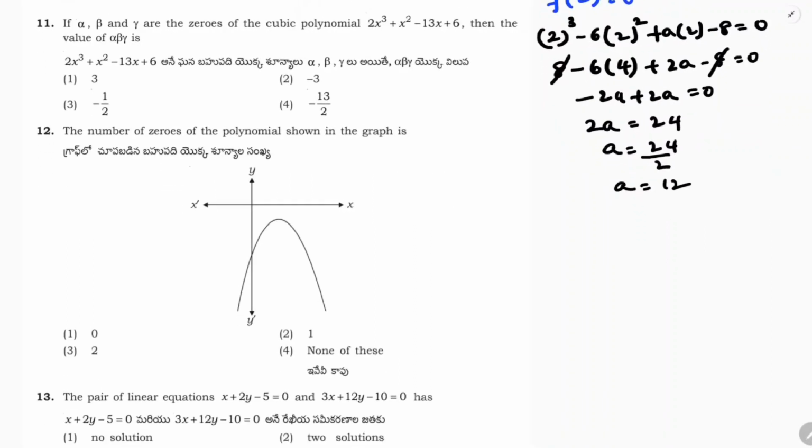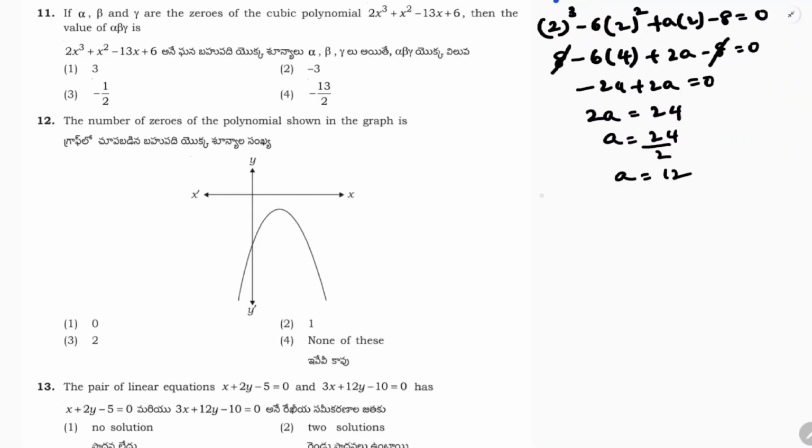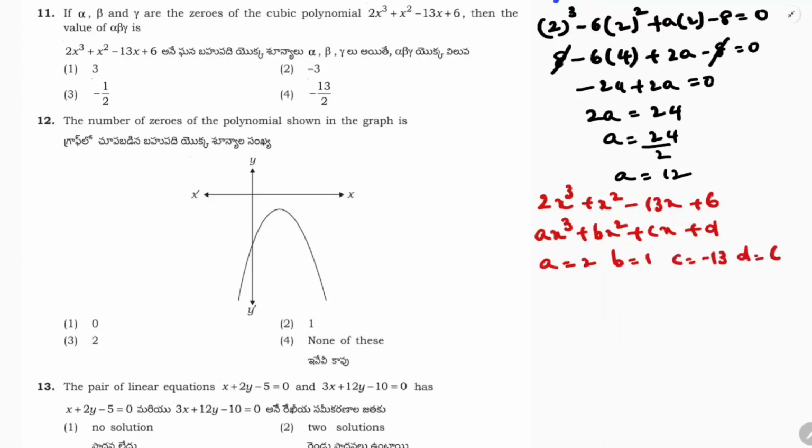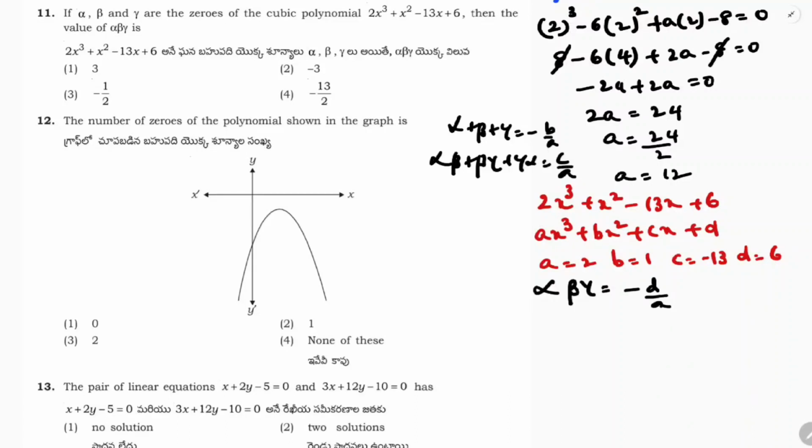Next one. Alpha, beta, gamma are the zeros of the polynomial. So here the polynomial is 2x cube plus x square minus 13x plus 6. If I compare with the standard cubic equation, ax cube plus bx square plus cx plus d, the value of a is 2, b is 1, c is minus 13, d is 6. They are asking for the product of the zeros. The formulas: alpha plus beta plus gamma is minus b by a, alpha beta plus beta gamma plus gamma alpha is c by a, alpha beta gamma is minus d by a. So here minus 6 by 2. So the answer is minus 3. So the correct option is 2.